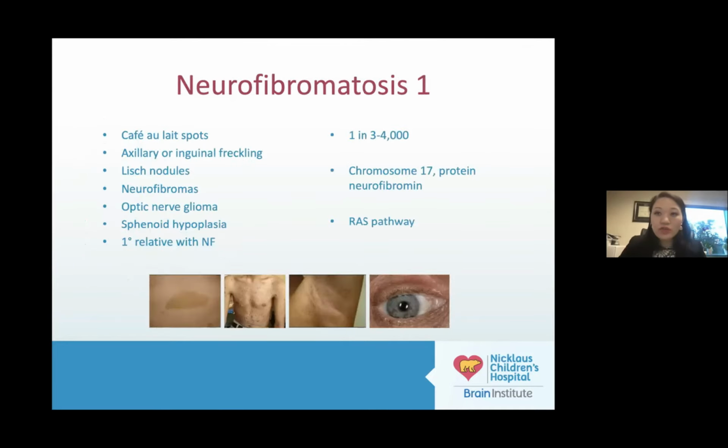Looking at neurofibromatosis type 1, it is characterized by café au lait spots, axillary freckling, skin abnormalities, neurofibromas, and then in the central nervous system, optic nerve gliomas. It is quite common, about 1 in 3 to 4,000, and it is a problem with the protein neurofibrin located on chromosome 17, associated with the RAS pathway.